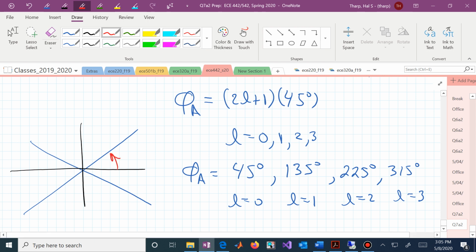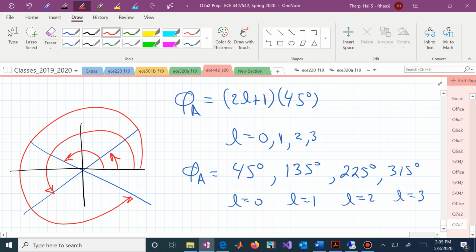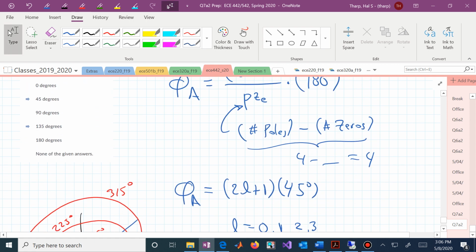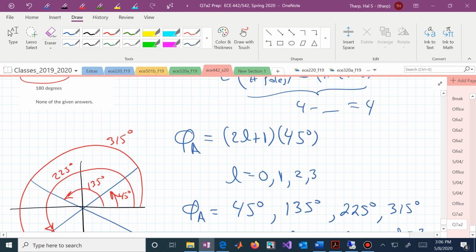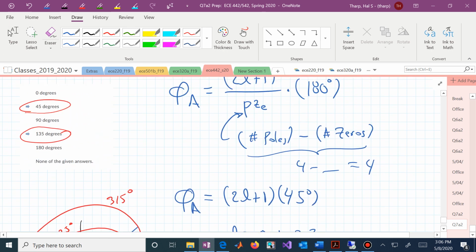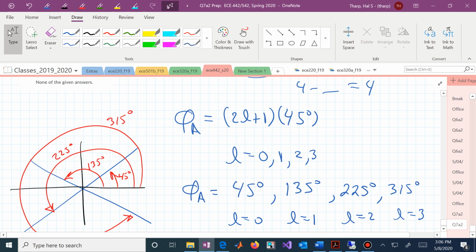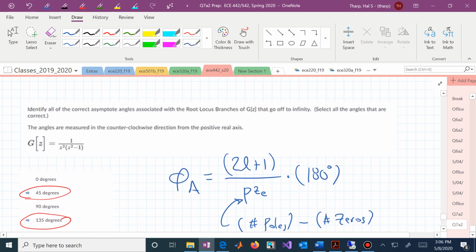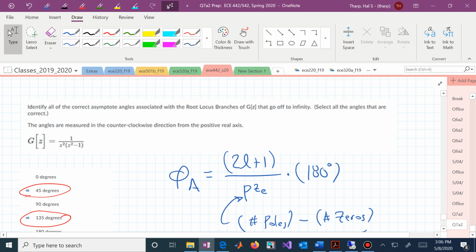We have one angle here, that's the 45. We have another angle there, that's the 135. We have another angle there, which is the 225, and we have our last angle there, which is 315. We now need to check all of those that are in this answer. We have 135. There's nothing at 180. There's nothing at 0. And there's nothing at 90. So those are the only two options. Those are the correct asymptote angles that are provided as possible solutions for this particular problem.